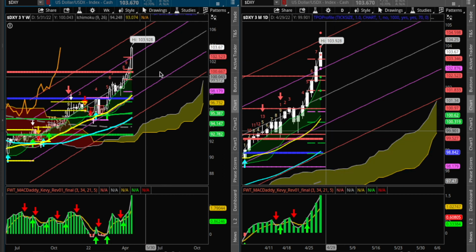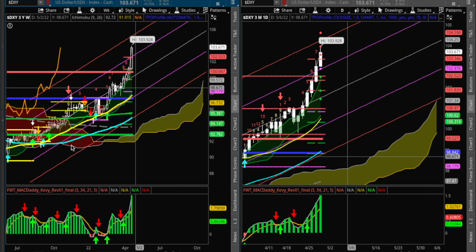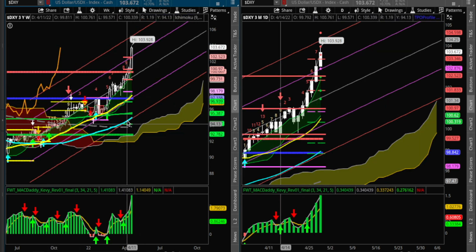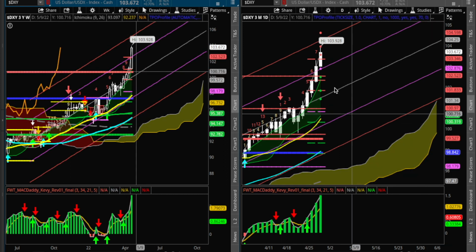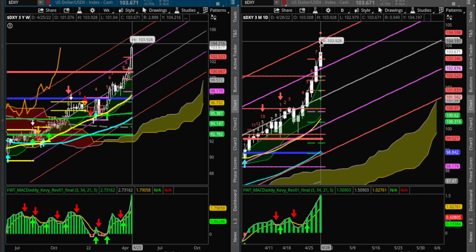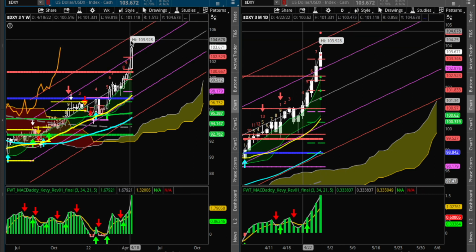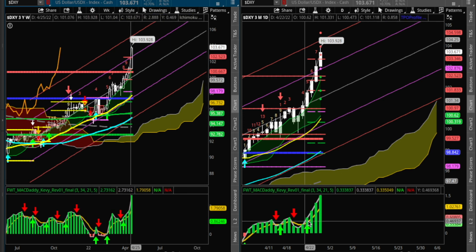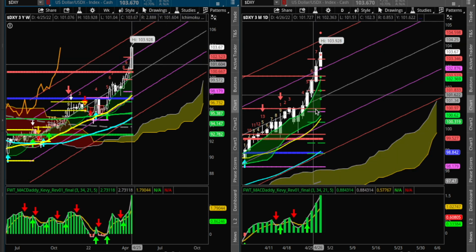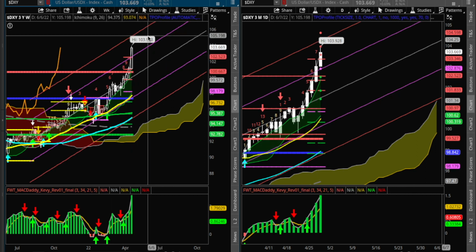This is my simple glance. As you can see, it is strong as a bull. It's above the cloud, above the moving averages. Everything looks positive, although we could be hitting this linear regression channel at 104, but it's still strong and it could potentially still go higher. So everything looks good. Maybe it's a little overextended, but it's very bullish. People are piling into the dollar.